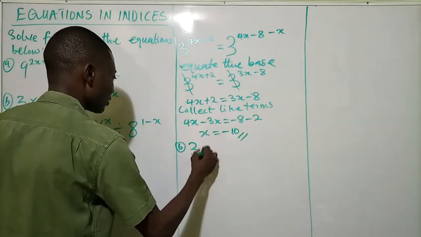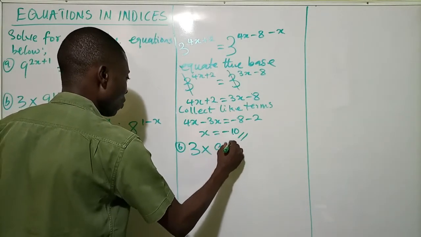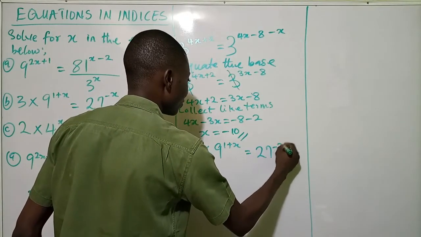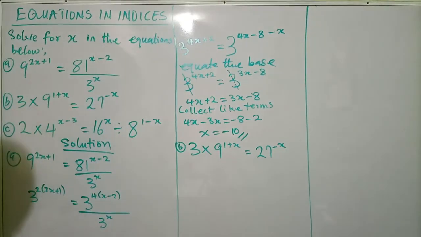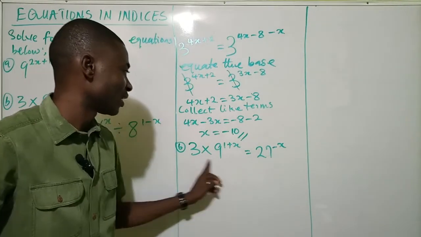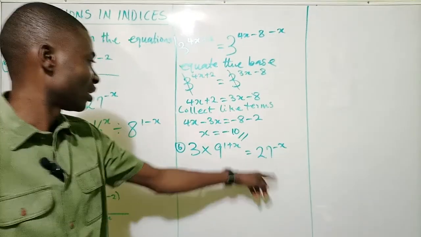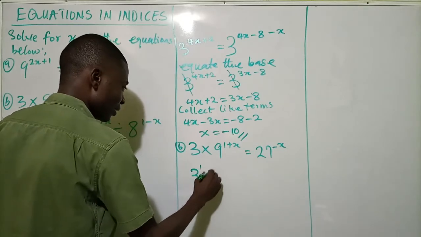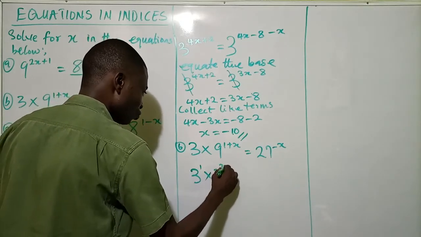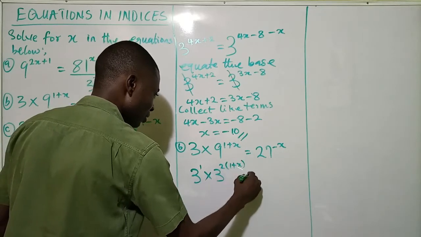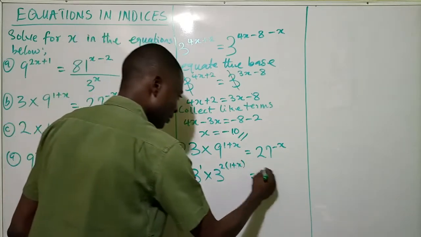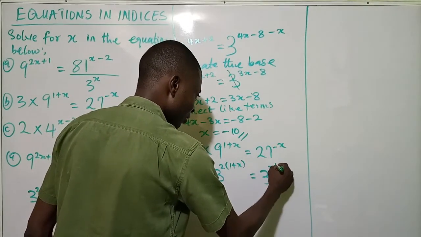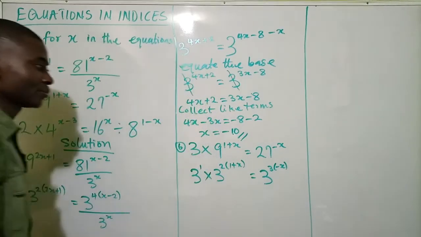3 times 9 raised to the power of 1 plus x equals to 27 raised to the power of minus x. Again, if you look at 3, 9, and 27, they have a common factor. What is that common factor? Is 3. So this is saying 3 raised to the power of 1 times 3 raised to the power of 2, open bracket 1 plus x, equals to, this is saying 3 raised to the power of what? 3. You know, this minus x here times x. Okay? That is it.